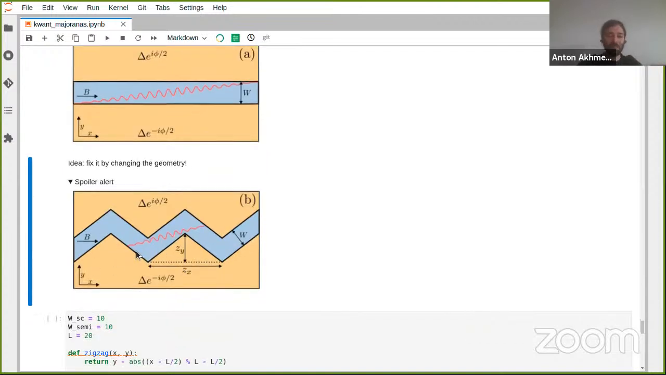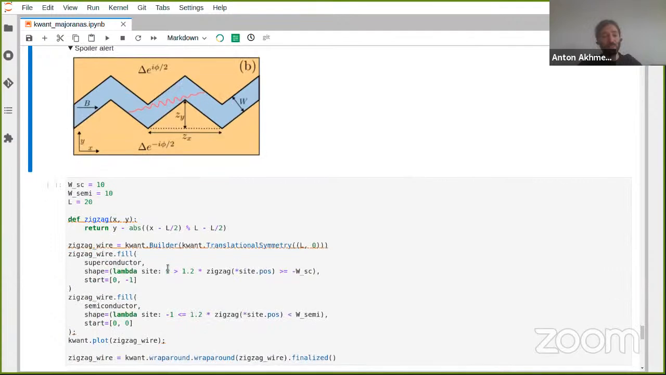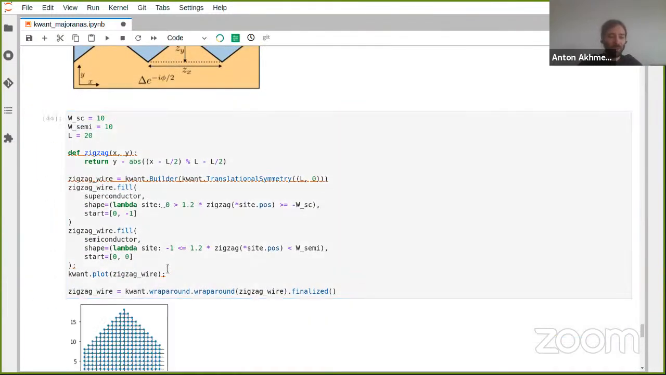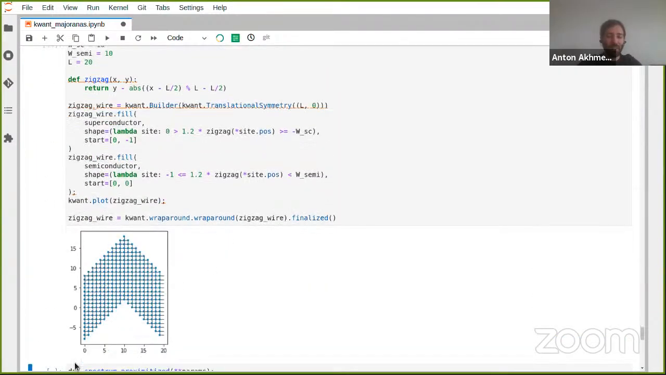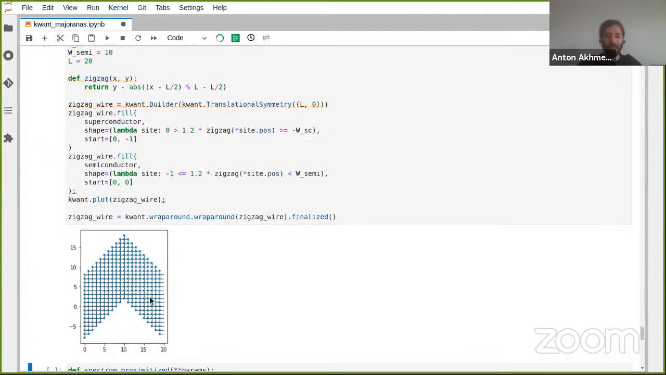So it turns out that does work. And here I wrote some code that should allow me to demonstrate this. I now create a system with a supercell where half is still superconductor, half is a semiconductor.